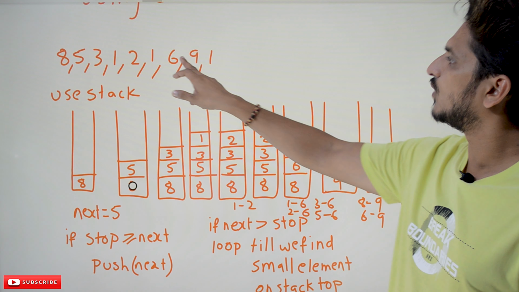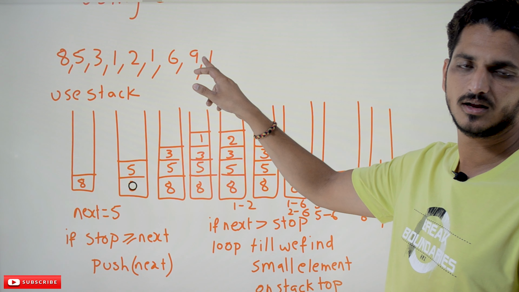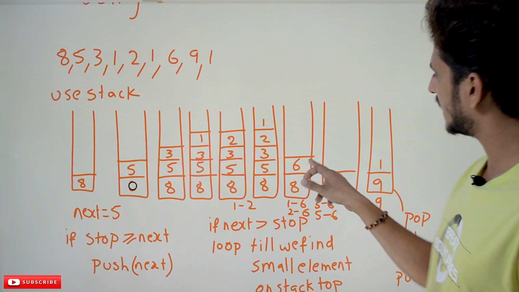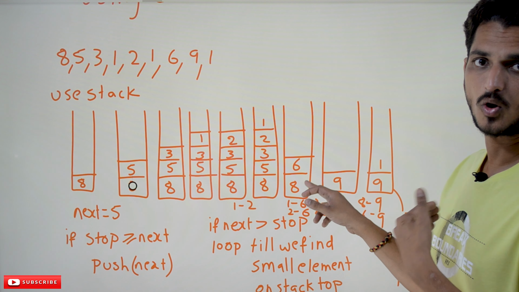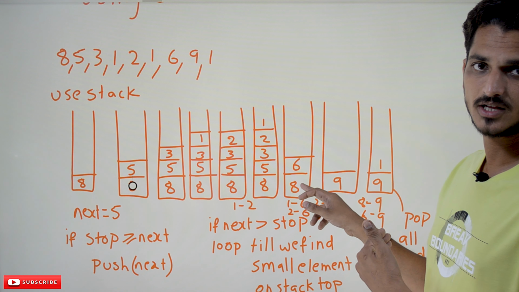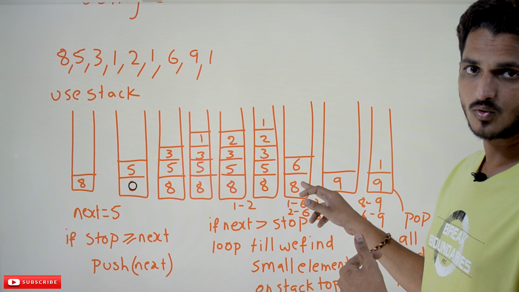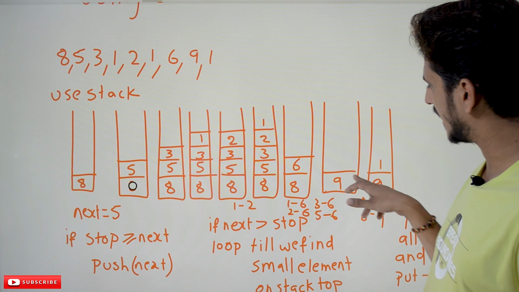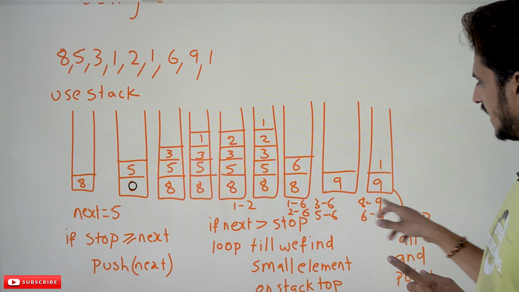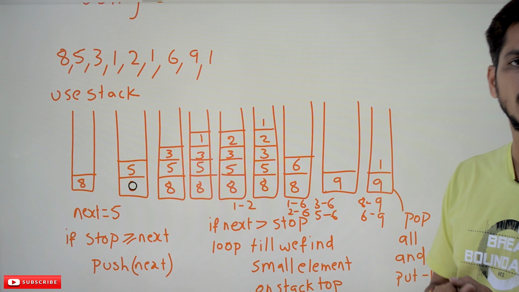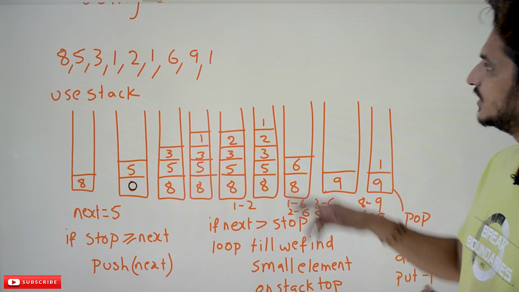8, 6. What is the next element? 9. 9 is greater than 6, so pop. 9 is greater than 8, so pop. Are there any elements remaining? No. All the elements are over. So push 9 onto the stack. 9 will remain. For 6 and 8, what is the greater element? 8, 9. 6, 9.